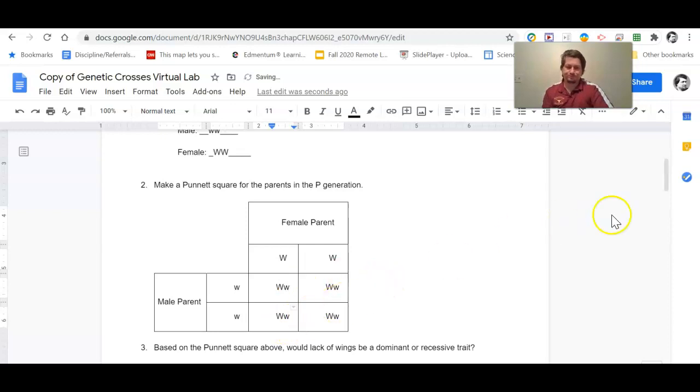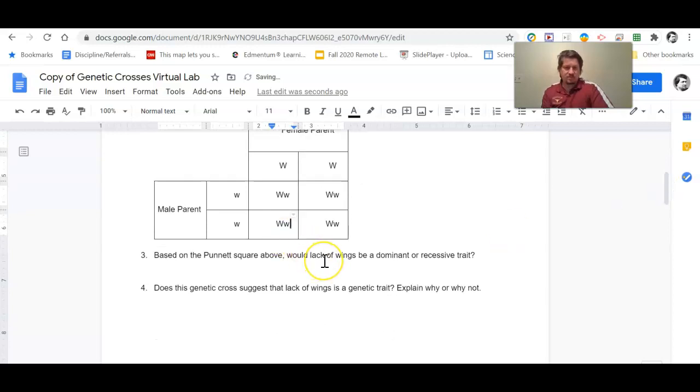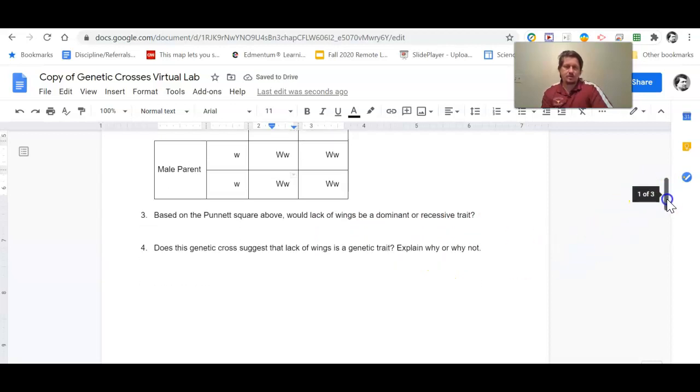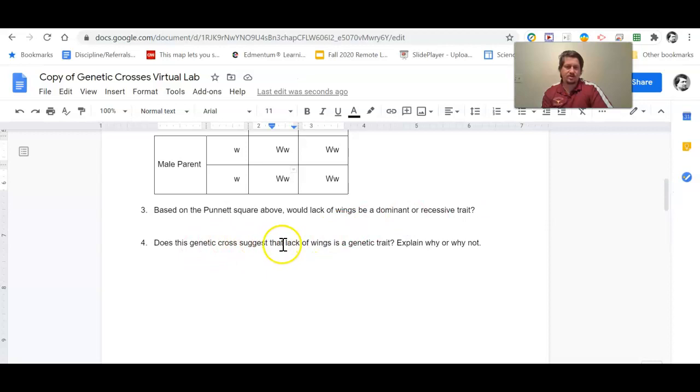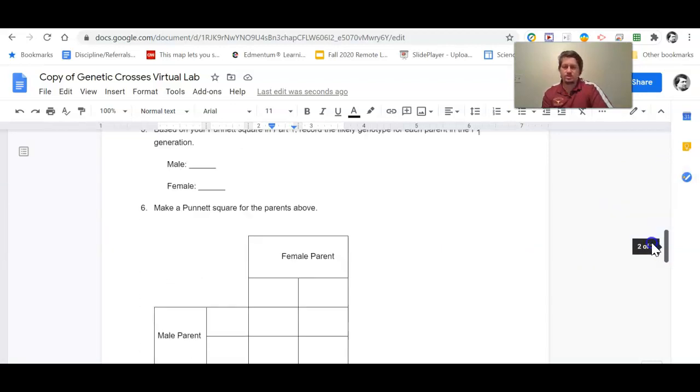There's that. A couple of questions to answer here for part 1. Based on the Punnett square above, would a lack of wings be a dominant or recessive trait? Pretty easy. Does the genetic cross suggest the lack of wings is a genetic trait? What do you think? Explain why or why not. Go on to part 2.